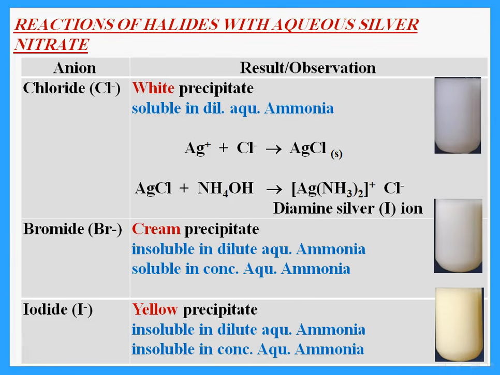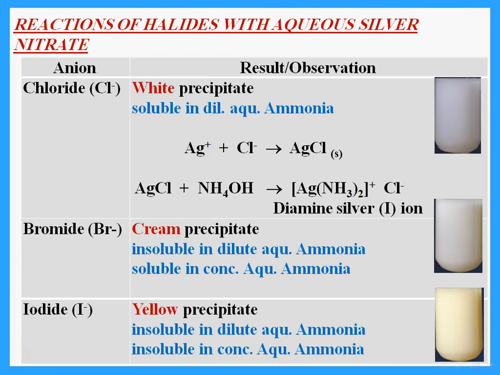Now, this silver chloride can dissolve in dilute aqueous ammonia, or of course concentrated aqueous ammonia, to form what we call a complex, and this is soluble in water. So if the white precipitate dissolves in dilute aqueous ammonia, it is chloride. If it doesn't, then I try concentrated aqueous ammonia. Now, both bromide and iodide will be tested with concentrated aqueous ammonia. The bromide dissolves, the iodide does not.